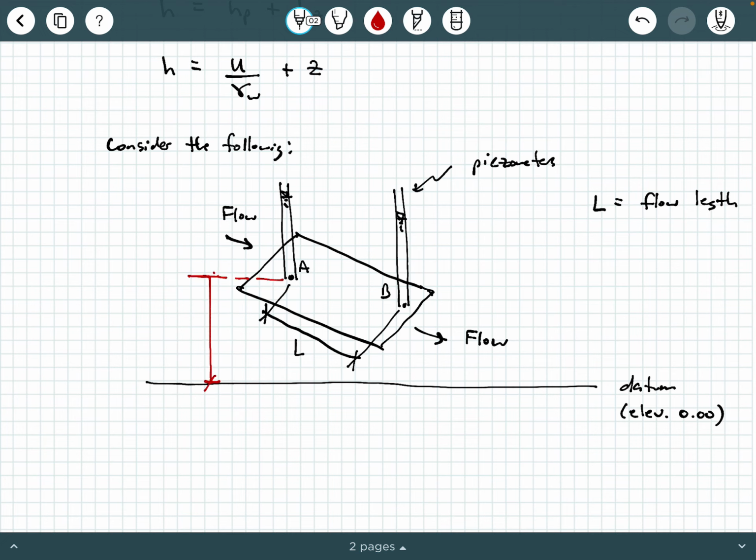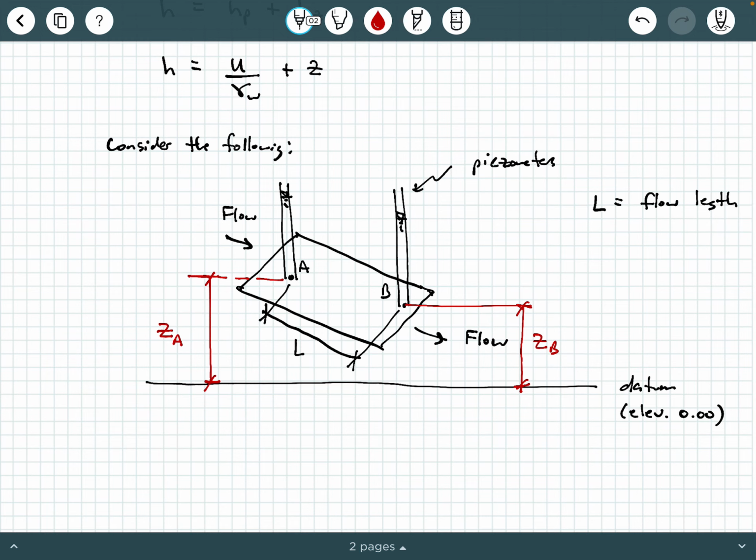All right. Now, the first measurement we're going to note is this one right here. The physical distance from the datum to point A is going to be the elevation of point A. We can call that Z sub A. All right. And then similarly, we'll have an elevation from the datum to point B that we're going to call Z sub B. So those are our elevation heads at points A and point B.